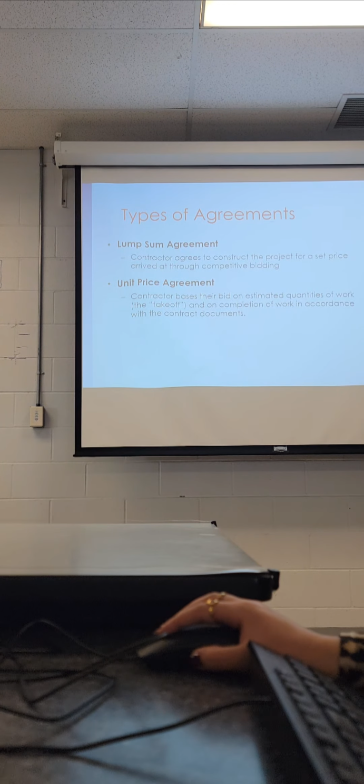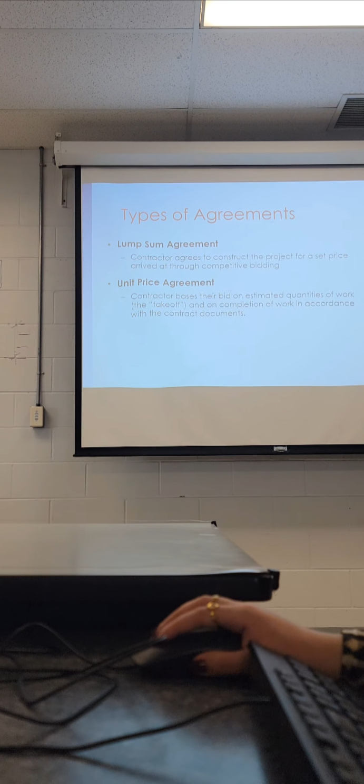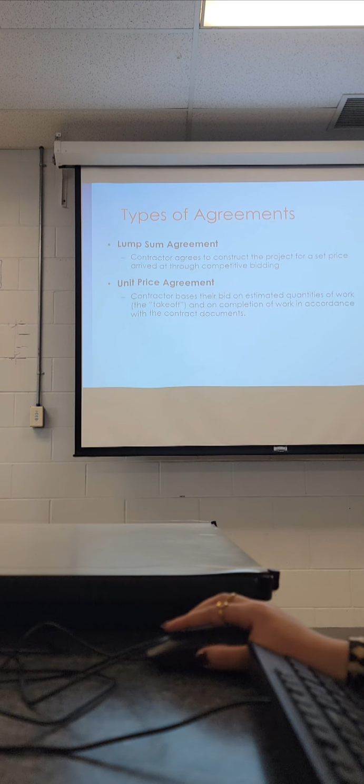A set price that they hold on to. A unit price agreement is: I will excavate that for $100 per meter squared of soil, and you pay me based on tickets from the trucks. So those are the differences of unit price.